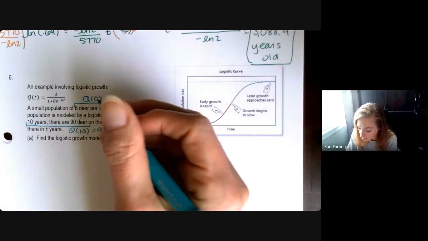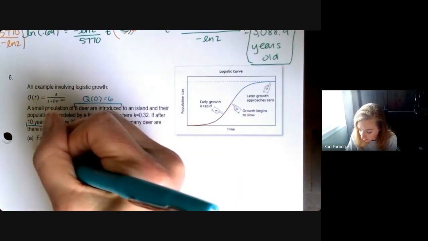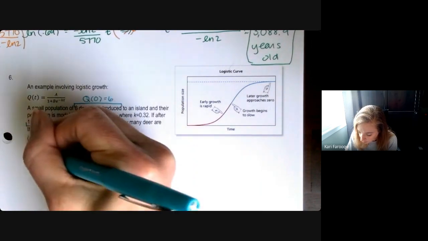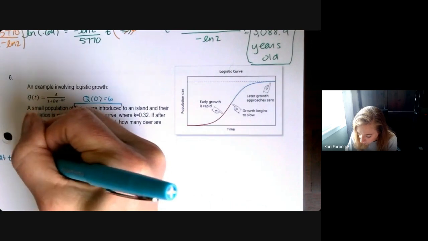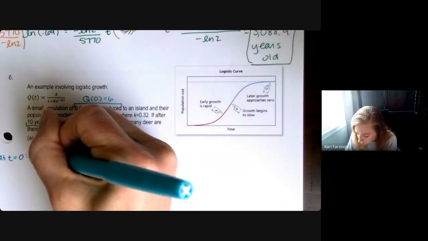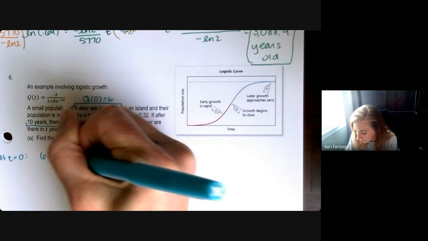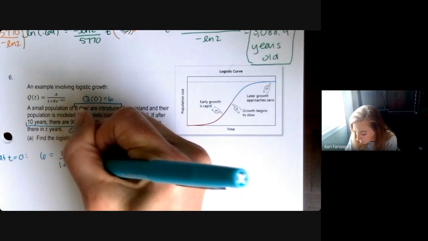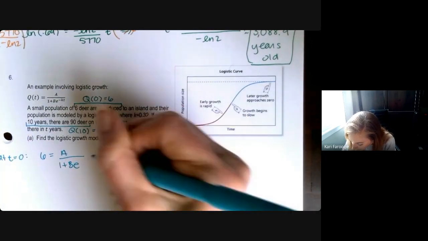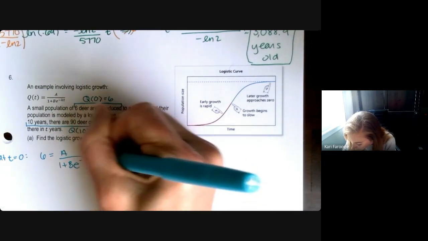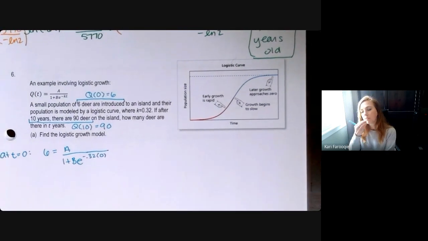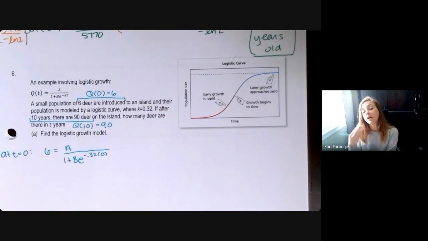Okay, so at 0, we know that Q of 0 is 6. So let's see, how do I want to write this? All right, so at t equals 0, we know that 6 is A over 1 plus B e to the negative 0.32, and then t is 0 in this case. The other function that you're going to have to write is based off of the other piece of information.